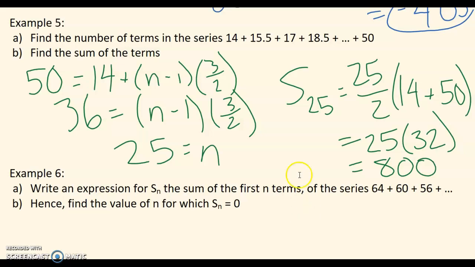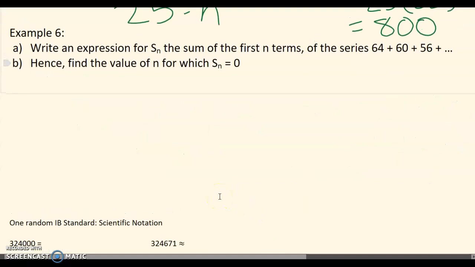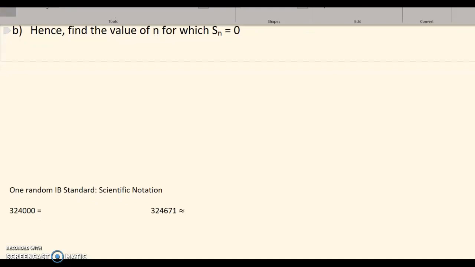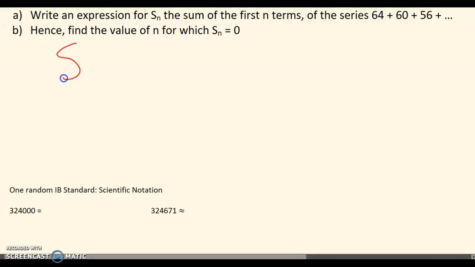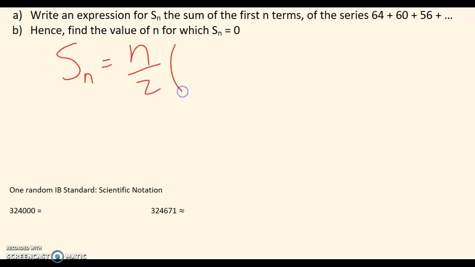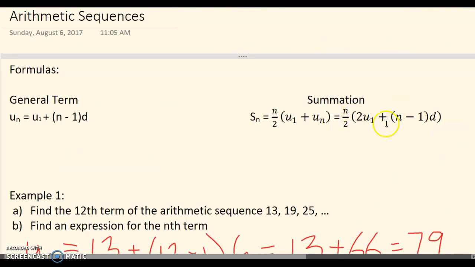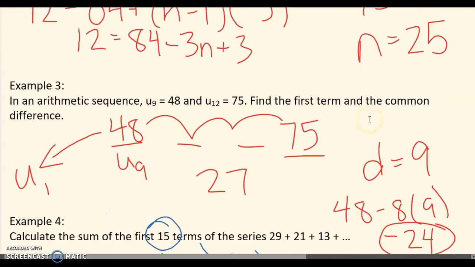Oops. So now, one more question, then we'll talk about scientific notation, and then I'm done. So, new question, we want S sub n for this. So, S sub n is n over 2. We'll do the second formula since we don't know whatever the nth term is. So we're going to do 2 times 64, so 128. Remember, let me scroll up. I'm using this formula right here. And on this one, U1 is 64, so that's why it's 128.